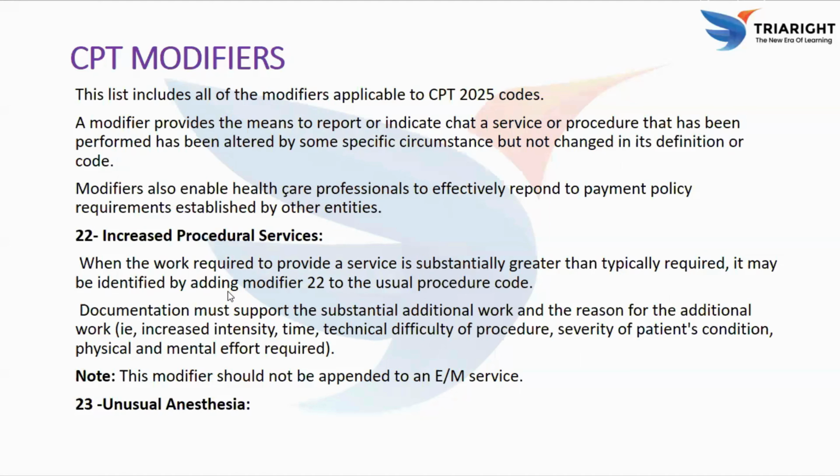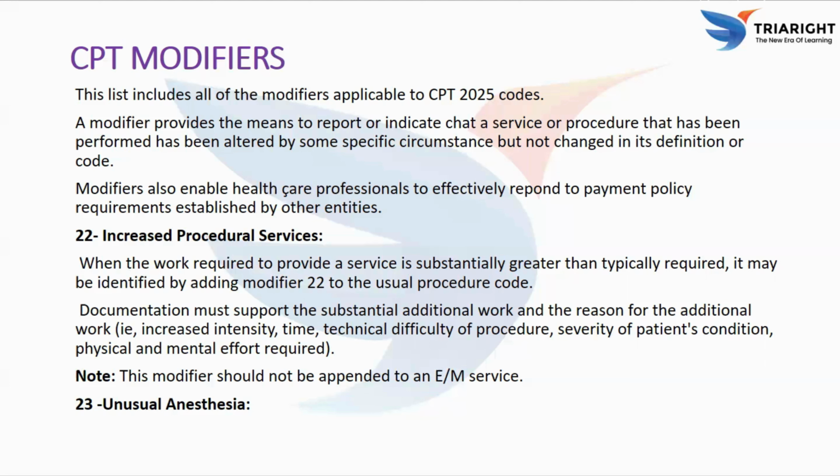So the meaning is, modifier 22 is used when a procedure required much more work than usual. So when can you use modifier 22? Only when the work is significantly greater than normal because of increased time, increased intensity, increased technical difficulty or severe patient condition, and also extra physical or mental effort. For example, surgery took much longer due to excessive bleeding or severe adhesions.